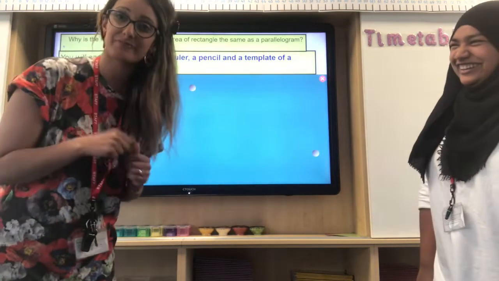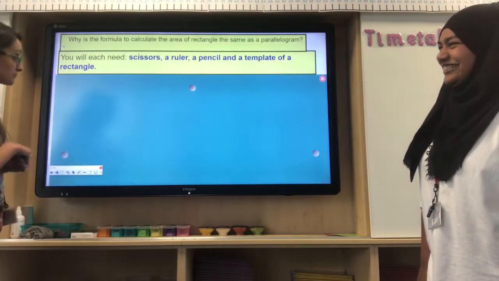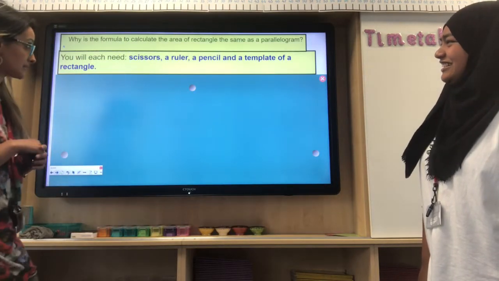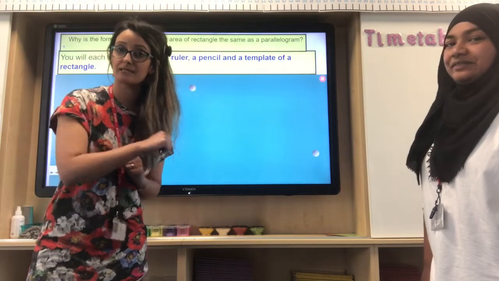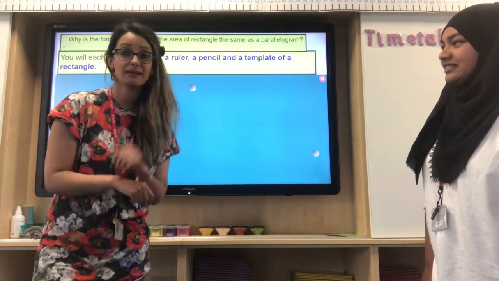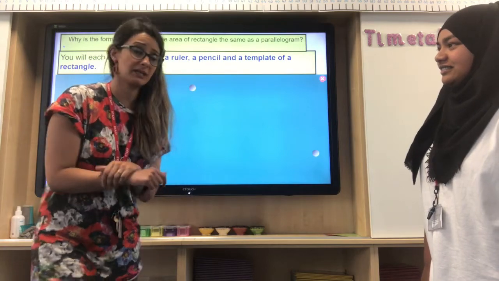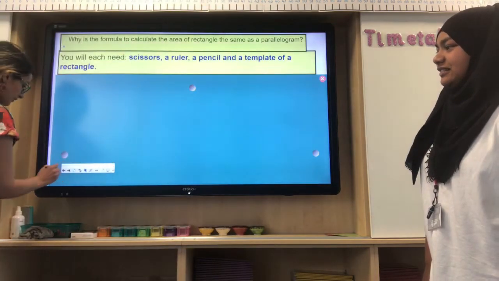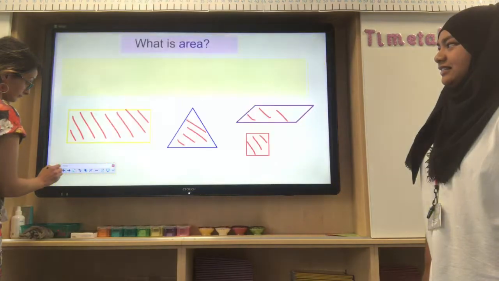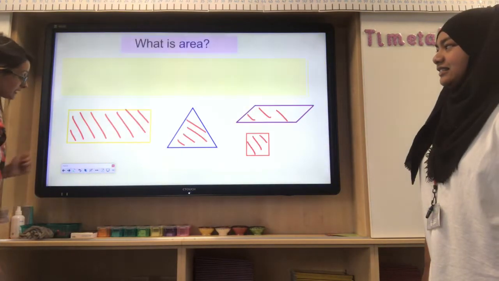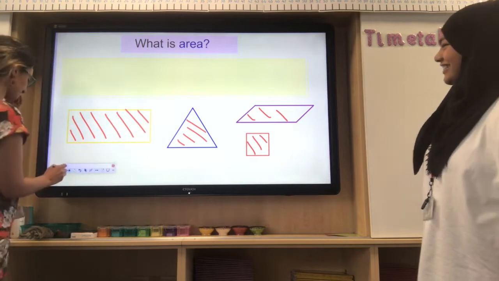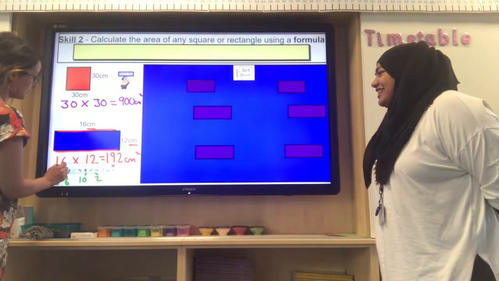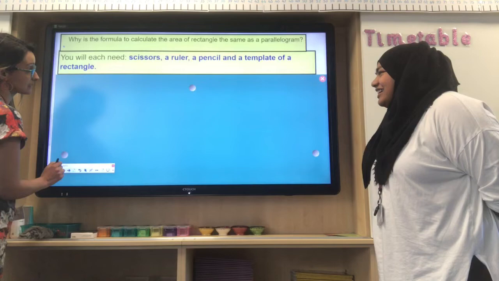So I've got some cutting parts here to prove it. Why is the formula to calculate the area of a rectangle the same as the parallelogram? Ultimately it is base times height. We know that in a parallelogram it is vertical height, but in a rectangle, the height will always be a vertical, perpendicular height. So it is absolutely the same.